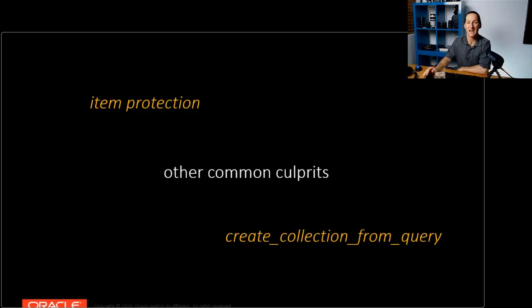Other common ones I see are if people haven't got the appropriate item protection, so people can put item values in on the URL. And obviously create collection from query, a commonly used API in the Apex collection package, takes a string as a query, and people very commonly build that up by literal concatenation. It's super important that you never ever let any kind of user input become part of a SQL statement.